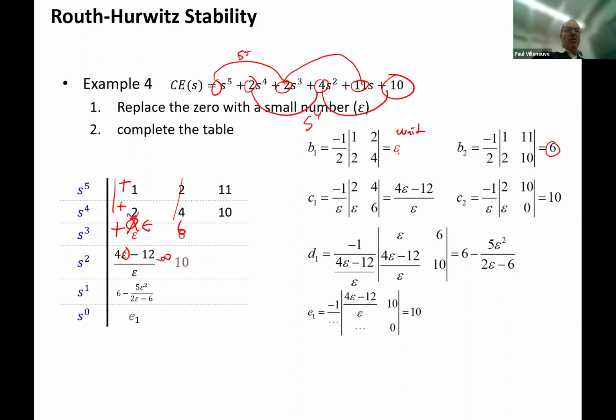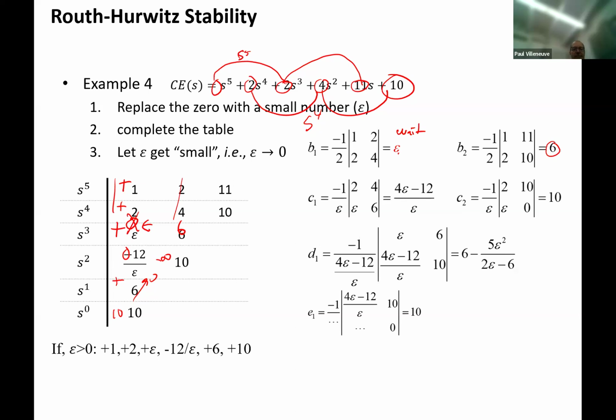So remember, this E term is approaching 0, and you have an E squared over here. So this essentially is going to go to 0, because you have E squared in the numerator. If you do a limit function, 5E squared is going to approach 0 faster than 2E in the denominator. So you're going to have 6, that's a positive number, and this is 10. So how many sign changes? 2 sign changes, here and here. Exactly what we had.